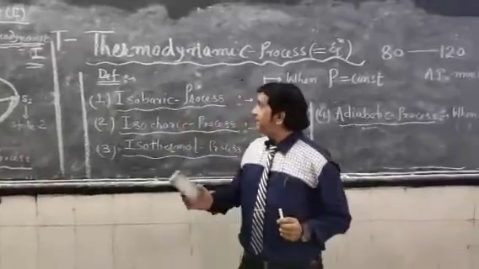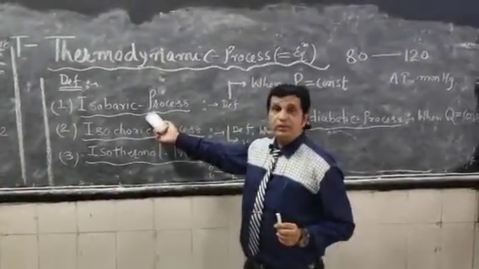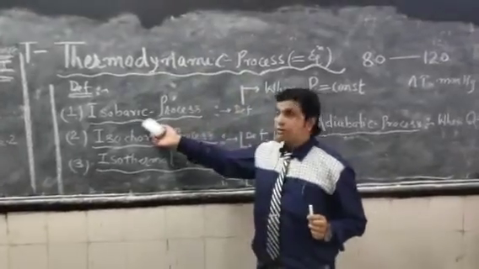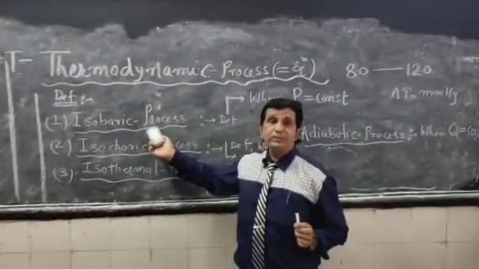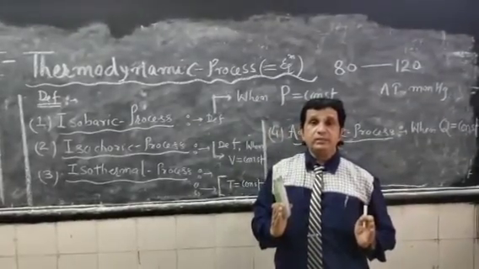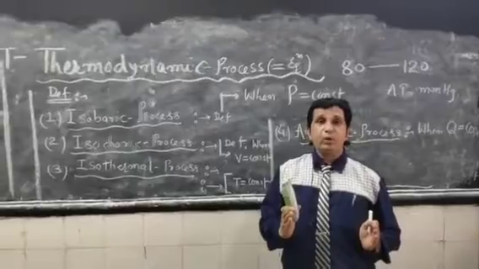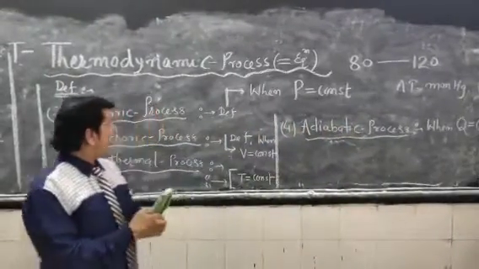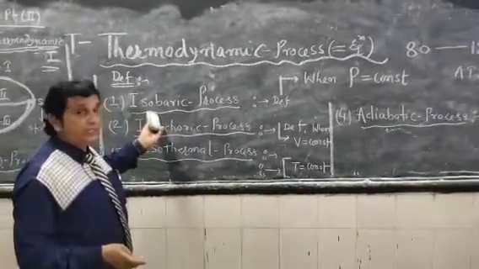Now let us first discuss the kinds of thermodynamic processes. The first one is the isobaric process. It is a very important process which plays an important role in performing chemical reactions. First one, the isobaric process.